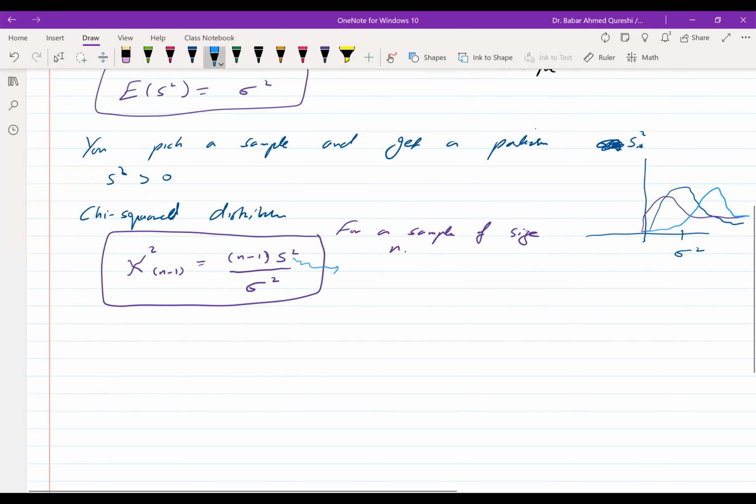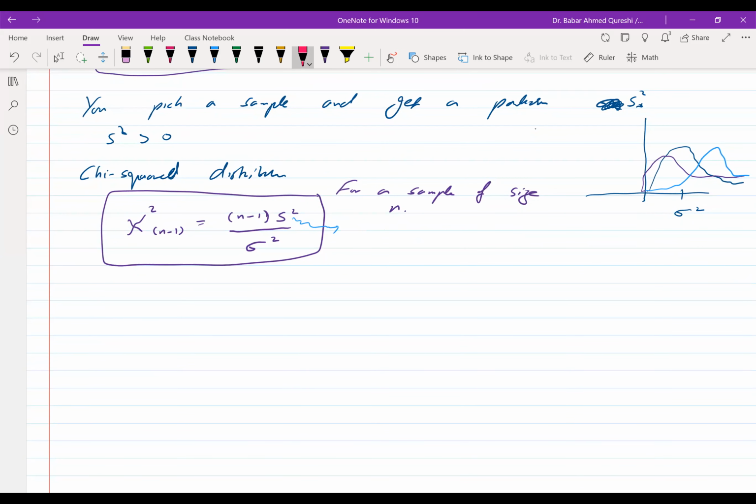So you want to make sure that your shipment, when it goes out, so all the components in the shipment are like a population. And there you are expecting sigma to be 3.6. If sigma is 3.6, correspondingly there is a distribution on S square.